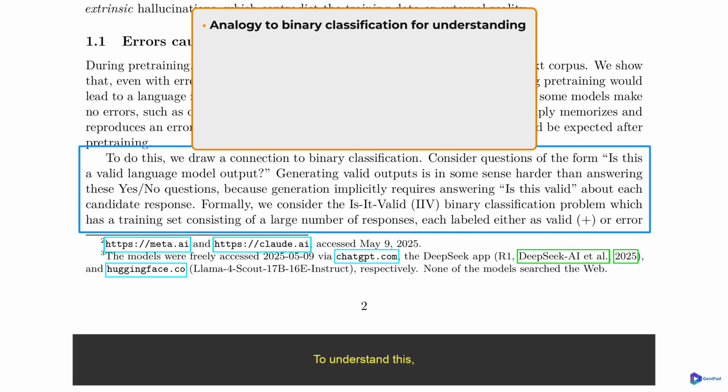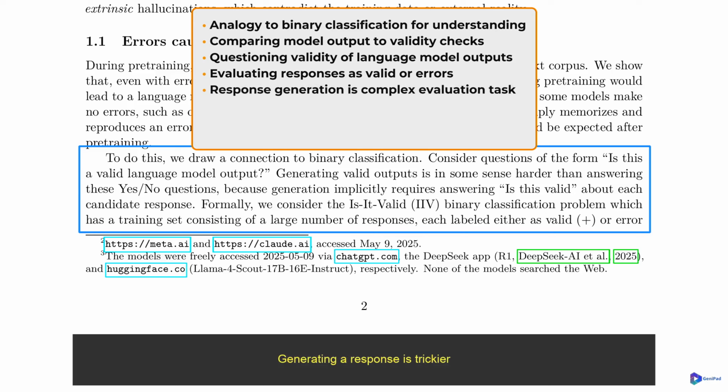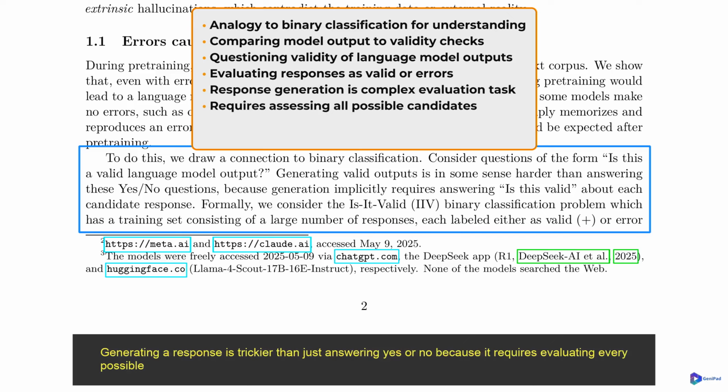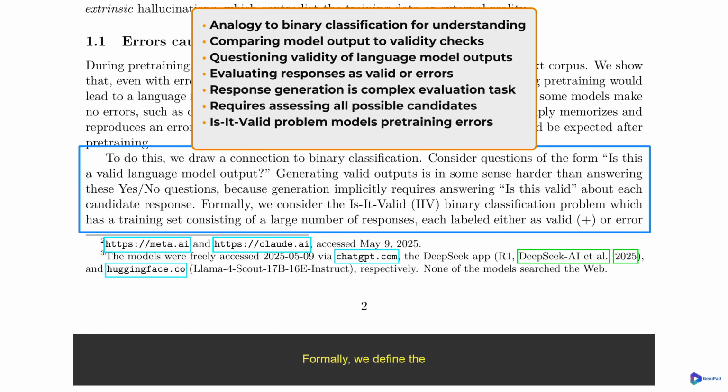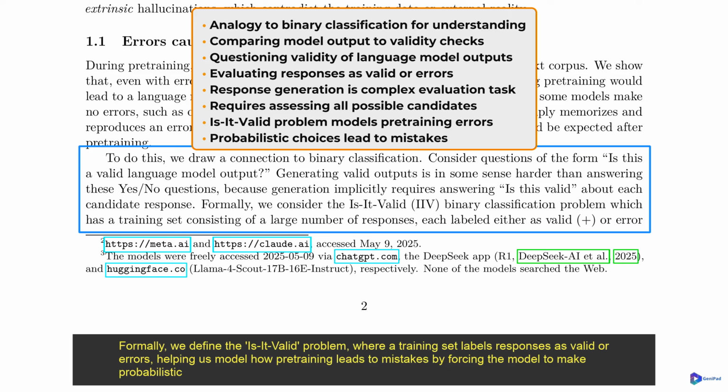To understand this, we draw an analogy to binary classification. Imagine asking, is this a valid language model output? Generating a response is trickier than just answering yes or no because it requires evaluating every possible candidate. Formally, we define the "is it valid" problem, where a training set labels responses as valid or errors, helping us model how pre-training leads to mistakes by forcing the model to make probabilistic choices rather than certain ones.